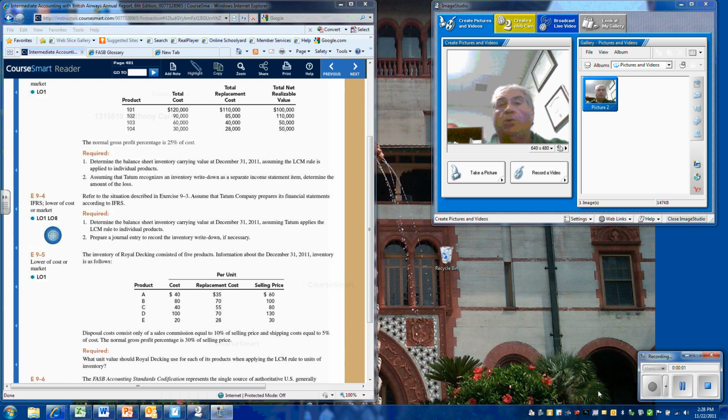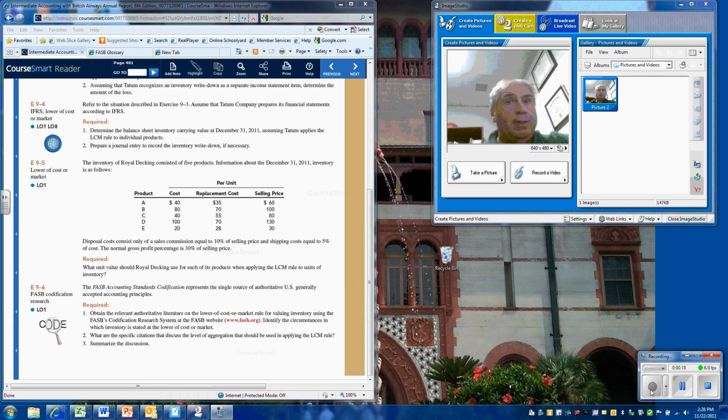Looking at two of the components that go into determining the lower of cost or market for inventory valuation. We're going to be looking at net realizable value and net realizable value minus the normal profit. So we're going to use a couple of examples to do this. Let's begin by taking a look at exercise 9-5 in my textbook.